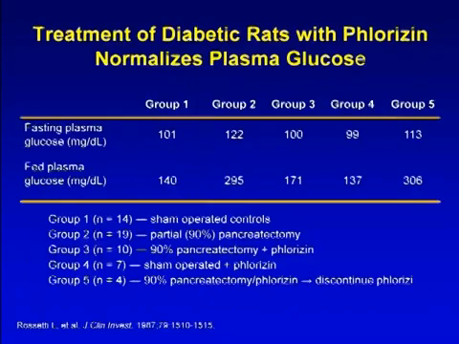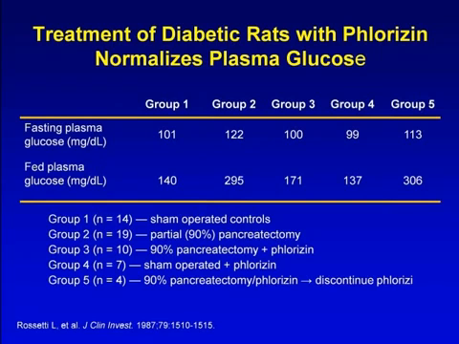So there were a couple of experiments done in animal models. We're going to go through some of that. In this slide, we see that rats were treated with fluorescein. Either they were sham-operated controls, or in this experiment, 90% of their pancreas was taken out to induce diabetes. They were either given fluorescein or not.